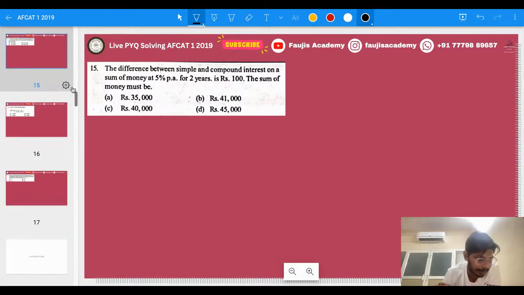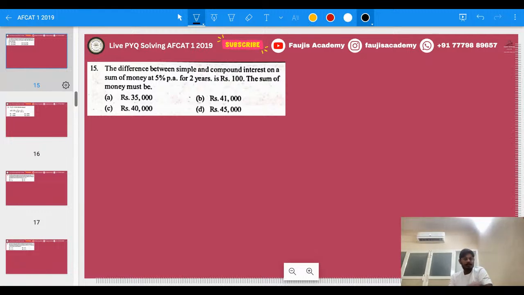Question number 15. Only Diksha answered. How about others? This is a very beautiful sum, a very classical sum. I don't know how many times I have taught you this sum. We will see other stuff as well.